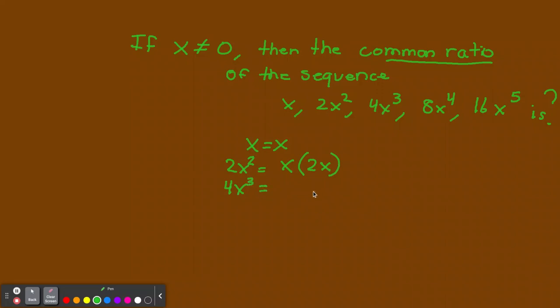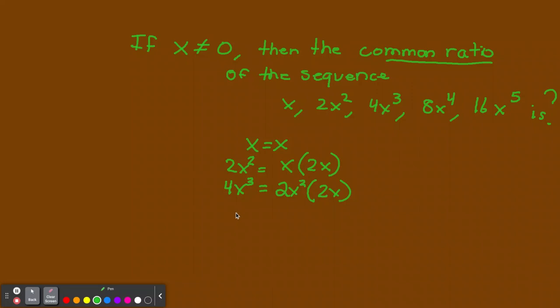The next term in that sequence. Well, if we did 2x squared, the number before, and we times it by 2x, what would we get? 2 times 2 is 4. x squared times x is x cubed. So you can see this recursive sequence.